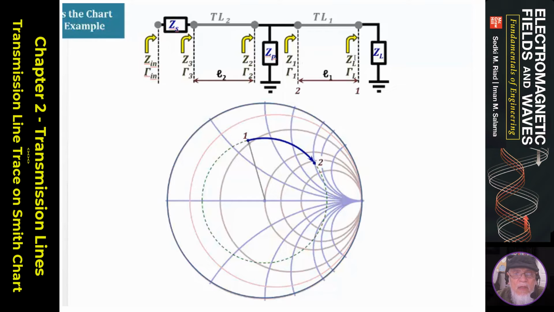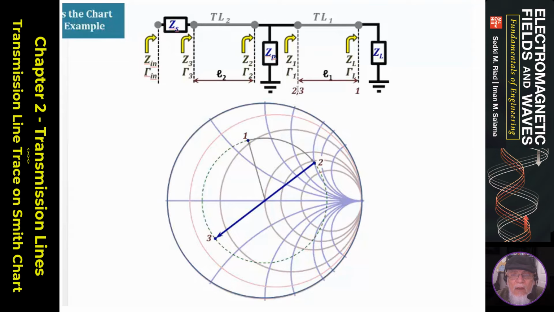Next, I would move on the transmission line. I'm going to assume it's lossless, so I move on a constant gamma circle, and I'm moving towards the generator, so I'm rotating to the right from point 1 to point 2, and the distance moved from location 1 to location 2 corresponds to L1 over lambda.